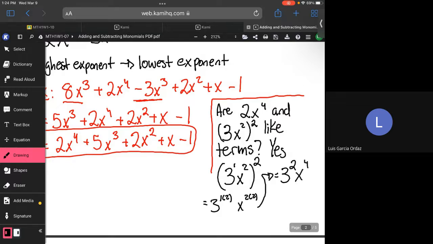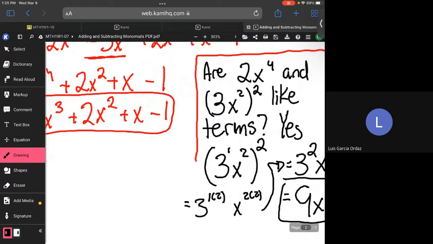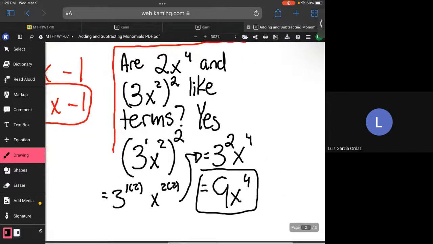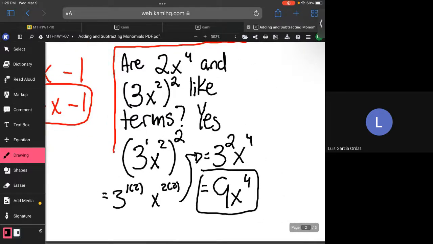Yep. And who can tell me what 3 to the power of 2 gives me? Maya. No, 9. You would be thinking 2 to the power of 3. 3 to the power of 2 is 9. So, what is the reasoning as to why 2x to the 4 and 9x to the 4 are like terms now? Kareem. They have the same base. Yeah, x to the power of 4, they have the same variable term.